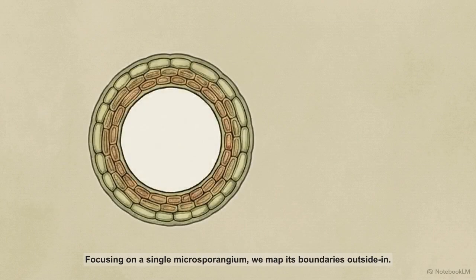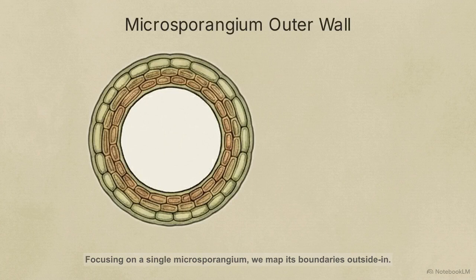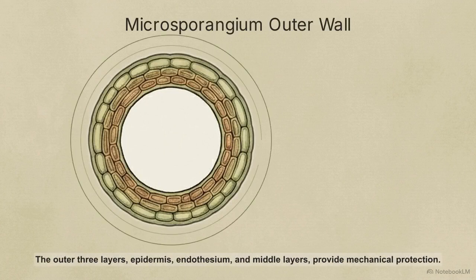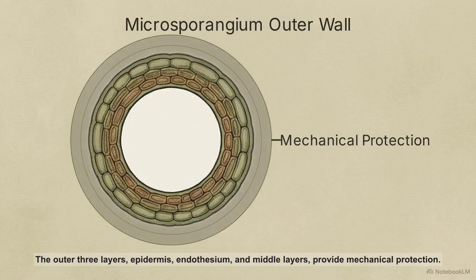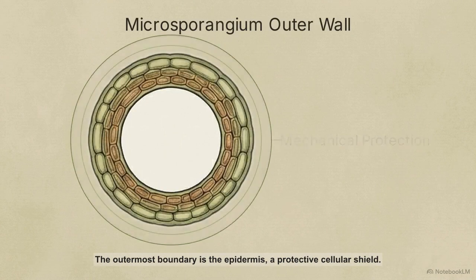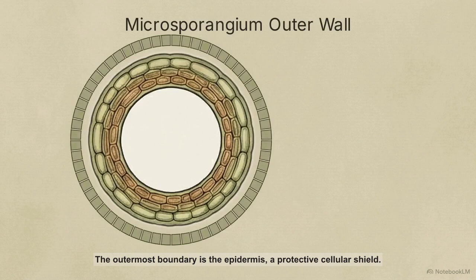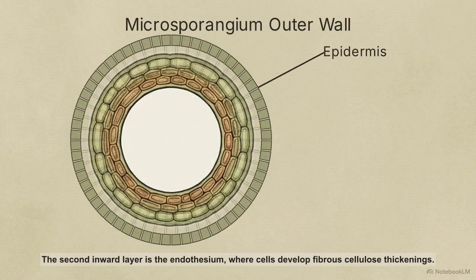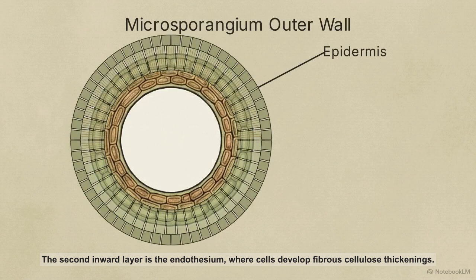Focusing on a single microsporangium, we map its boundaries outside in. The outer three layers, epidermis, endothecium, and middle layers, provide mechanical protection. The outermost boundary is the epidermis, a protective cellular shield. The second inward layer is the endothecium, where cells develop fibrous cellulose thickenings.